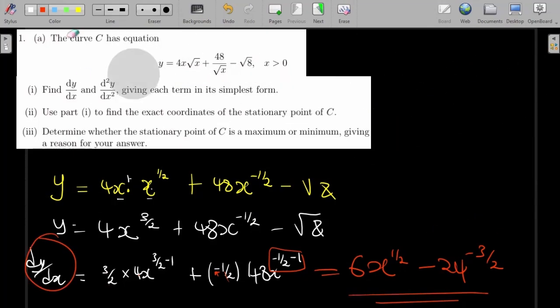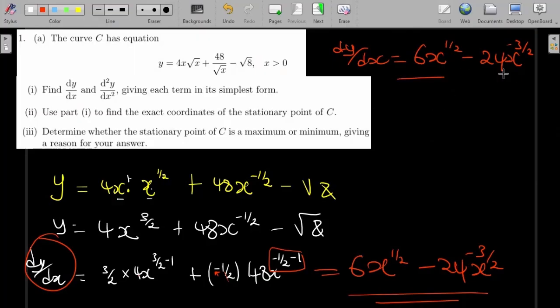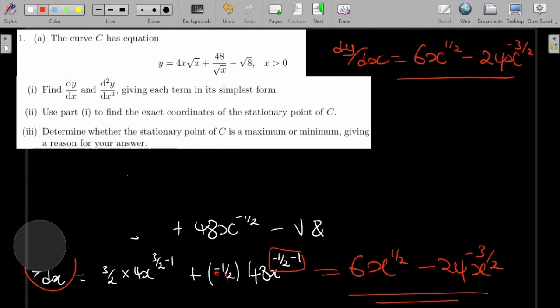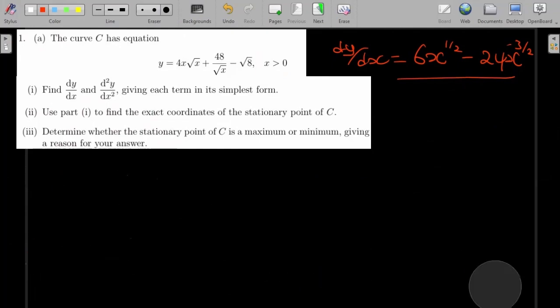So we can keep it. We can write it somewhere here because we use it. So I'm going to say my dy dx is actually equal to 6x to the power half minus 24, oh, I forgot an x here. So this is x to the power minus 3 over 2. So x to the power minus 3 over 2. So this is my dy dx. Then they're also saying find the second derivative there, which is d2y dx2. So how do you find this? You just differentiate what you got here.